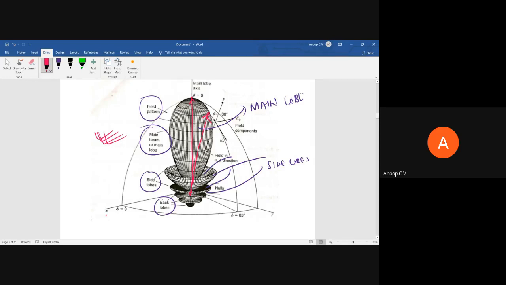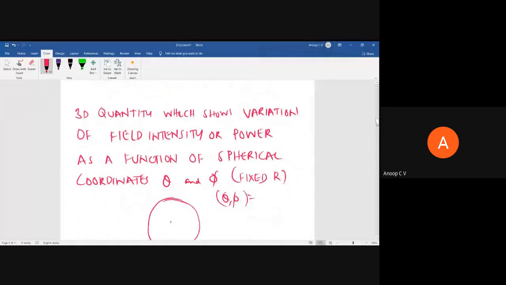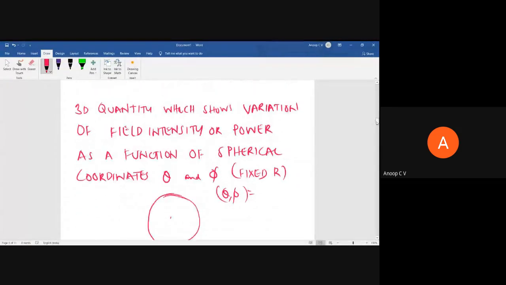So that's how it's like a polar plot. That is a typical radiation pattern. So the definition is this, but I think you understood what a radiation pattern is. Now there is a problem.